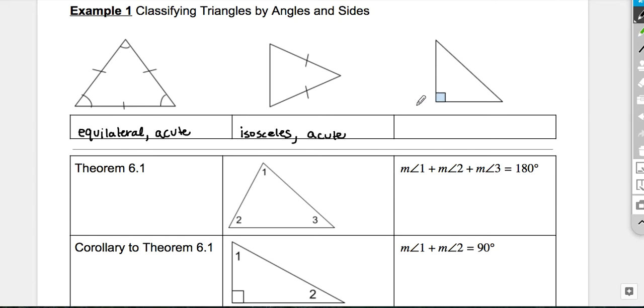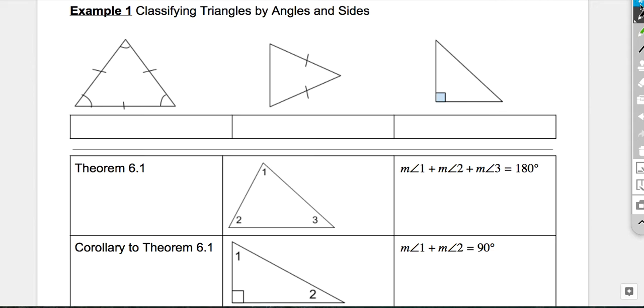Now, as we go to the third one, we don't have any markings anymore, so it looks like these could be congruent, but we're not for sure. So if it's not marked, then that is a scalene triangle by the sides. And then by the angles, we have this one right angle, so that makes it a right triangle. So each triangle has a classification by its sides and its angles.